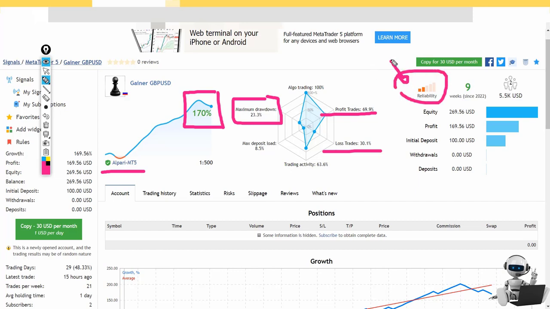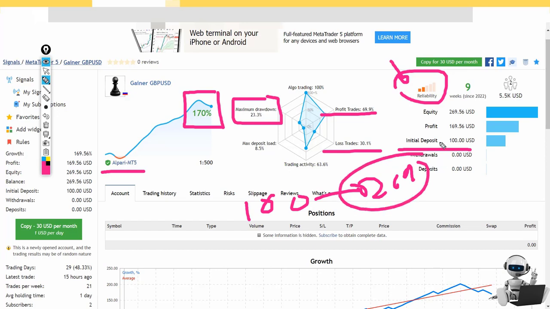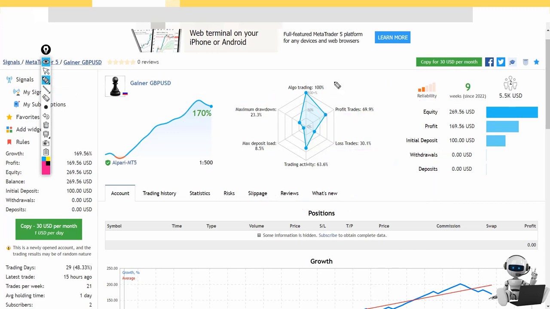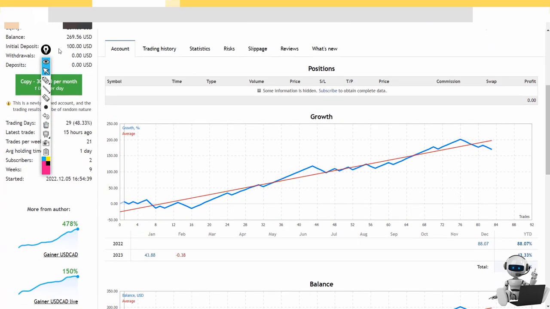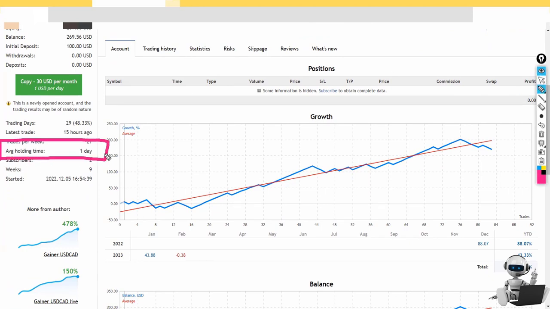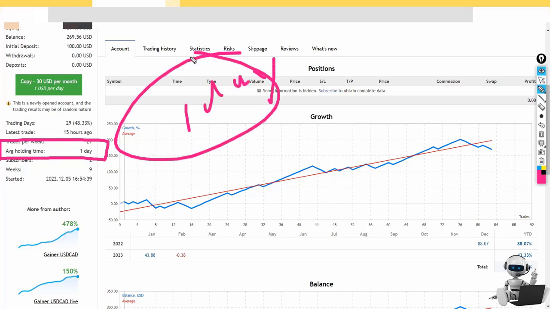I don't know why MQL5 is considering the signal a little bit low reliability, but the initial deposit, you can see from 100 USD he turned it into 269 US dollars. So he made a profit of 169 in 2 months. Very impressive. However, my problem, I don't know, maybe some people like this, I personally don't like the average holding time. It is kinda too much, 1 day, so this is a bit of a disadvantage.